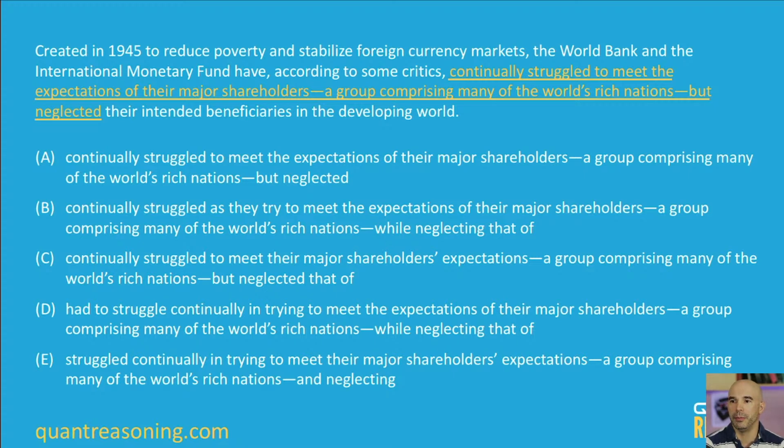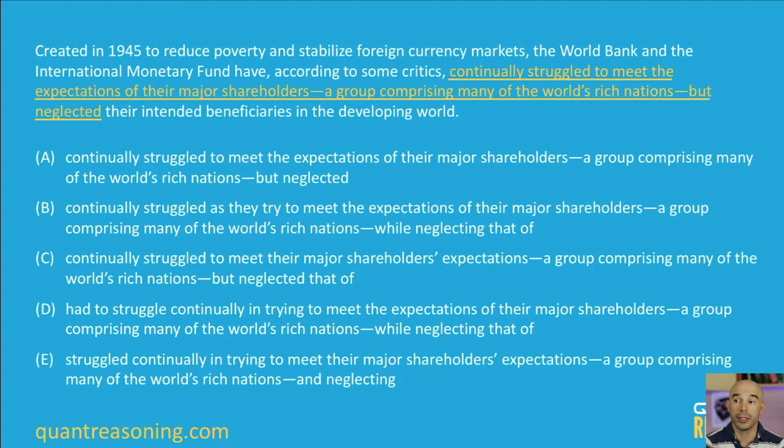Let's ask ourselves, what's the author's purpose in writing this sentence? Is the author a big fan of the World Bank and the International Monetary Fund? Is the author criticizing them? Why did the author write this? And as I'm looking at the entire text there at the top of the screen, the author starts by telling us what they were created for. So they were created to reduce poverty and stabilize foreign currency markets. That was the purpose for which these things were created.